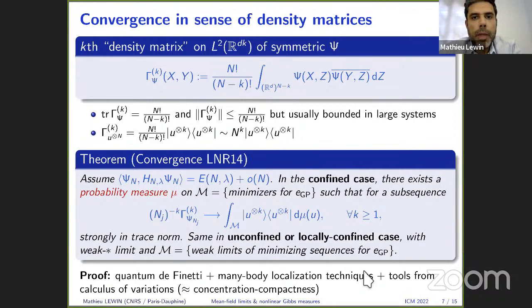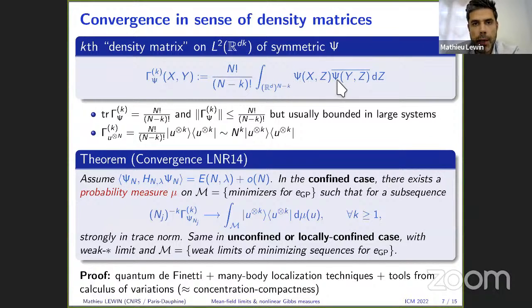And it's the same in classical statistical mechanics. So here what we have to do is to introduce correlation functions, and in quantum mechanics, correlation functions are replaced by what we call density matrices. The density matrix is not really a matrix, it's an operator, but we use this word because it's coming from physics. So I'm giving here the definition of the K particle density matrix, which is the following.